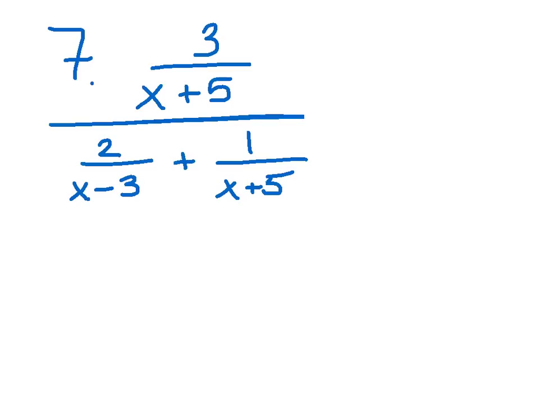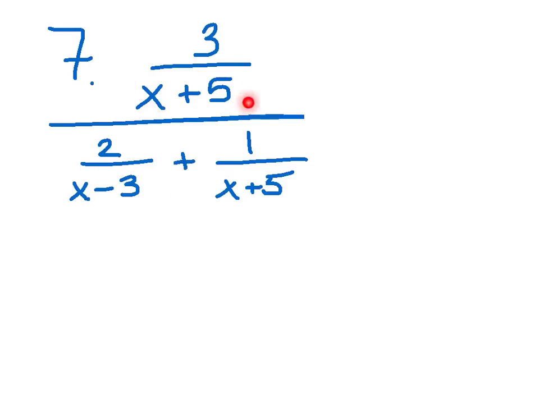All right, I think I've got 3 more to go. So stick with me again. So we've got 3 over x plus 5 over 2 over x minus 3 plus 1 over x plus 5. Now you'll notice I don't have all these monomials anymore. I have binomials. So I'm going to have to use that whole quantity.